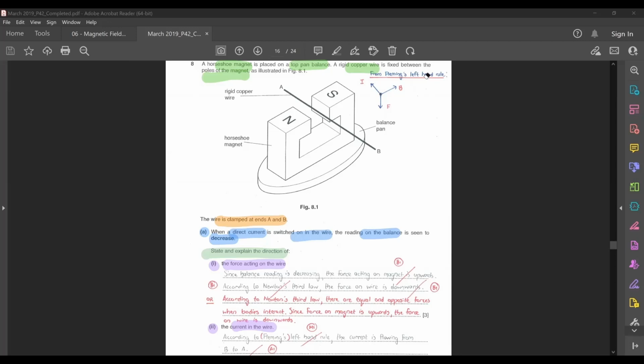If you have a magnet like this that is actually resting on your top pan balance, like this.